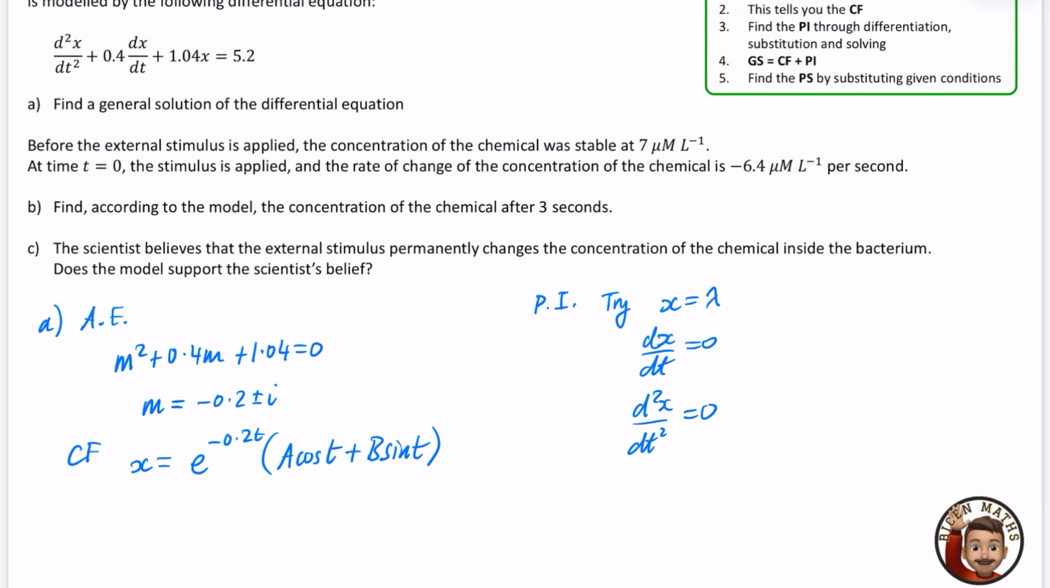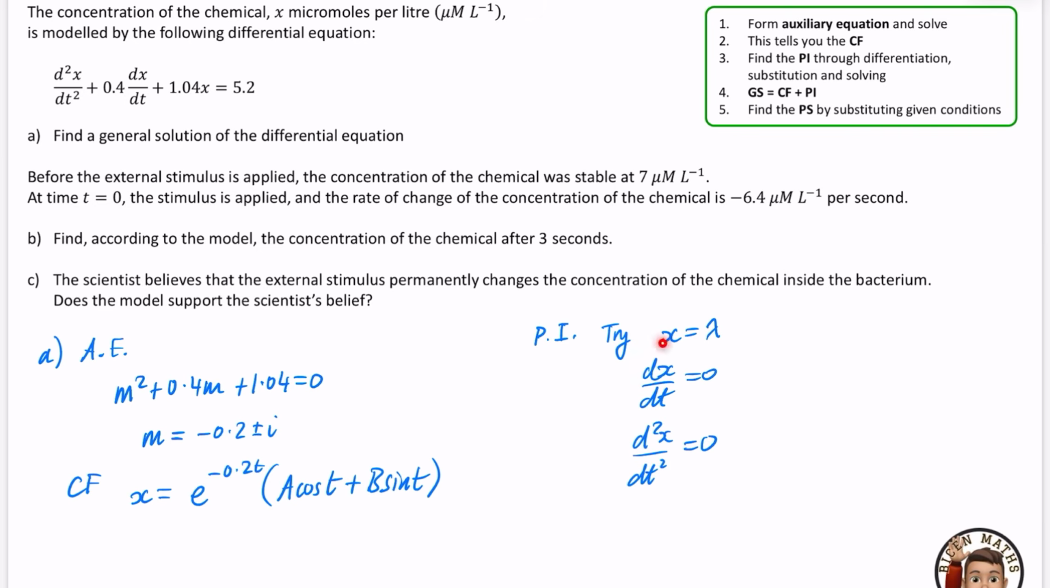So this is now the part where I'm finding the particular integral through differentiation. And now I'm going to do substitution into this original equation. So when I sub it in, I get a 0. And then I get a 0.4 times by a 0. And then a 1.04 times by lambda. And that is equal to 5.2. Last step is to do the solving.